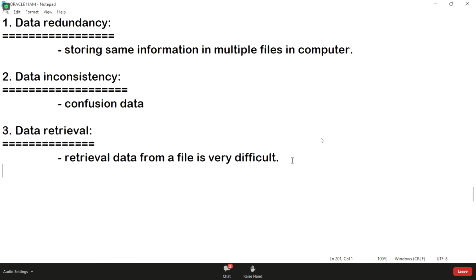So retrieving data from a file is very difficult, because we need to develop an application in one programming language. Initially we had only C and C++. In those days, before DBMS, people retrieved the necessary data from their files by developing some C or C++ programming code. But here it is highly difficult. I will show you practically.